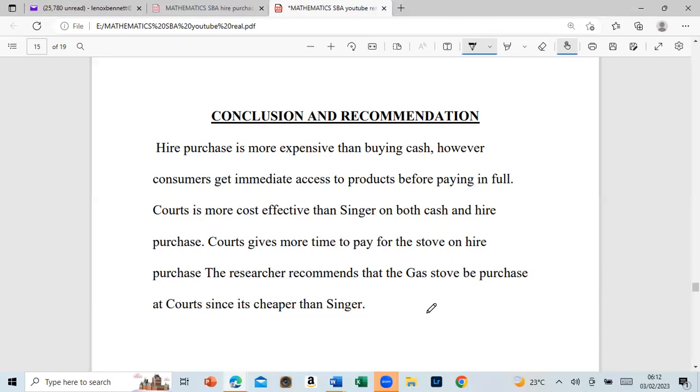And then you can say the researcher recommends that the gas stove be purchased at Courts since it's cheaper. And here, guys, you would not just do that. You would quote the price or the amount or the percentage.